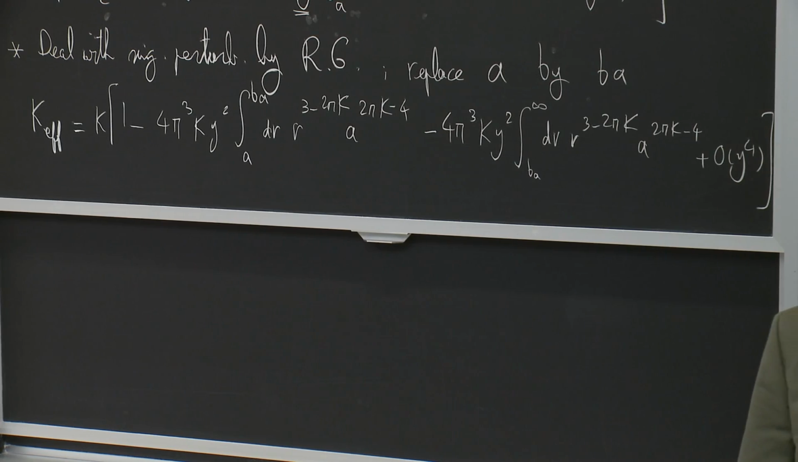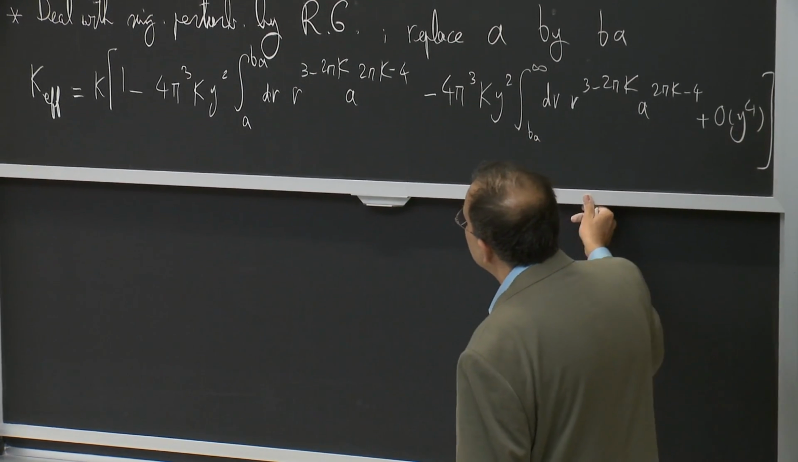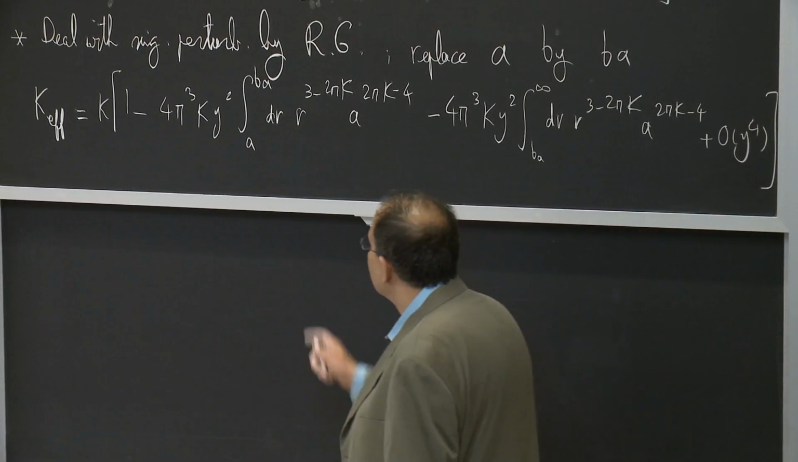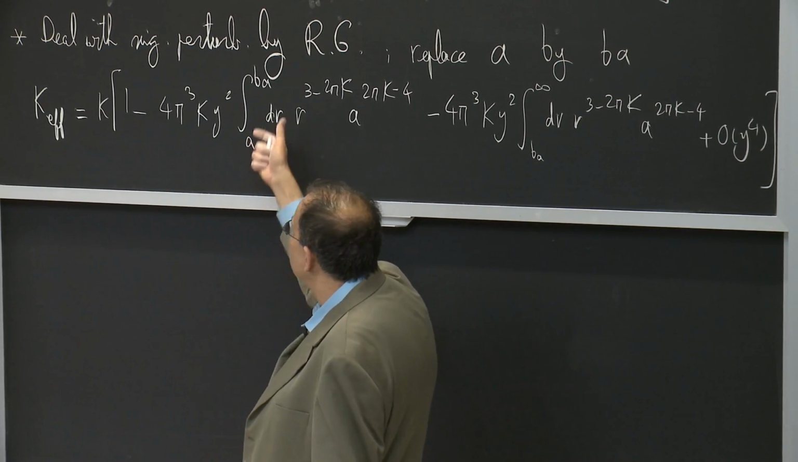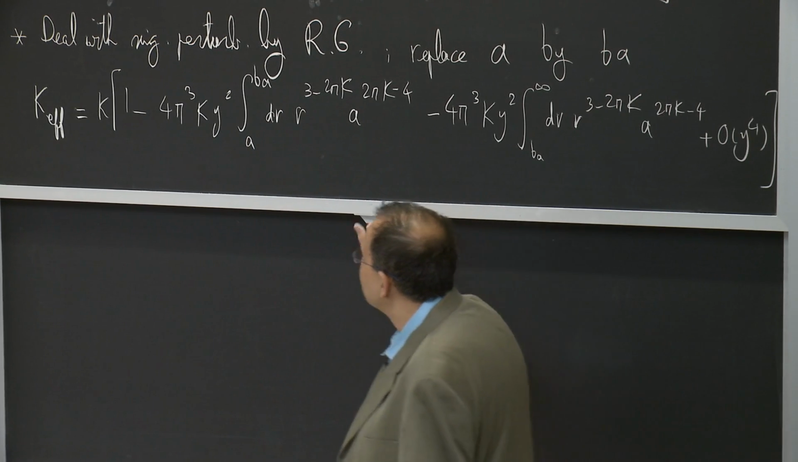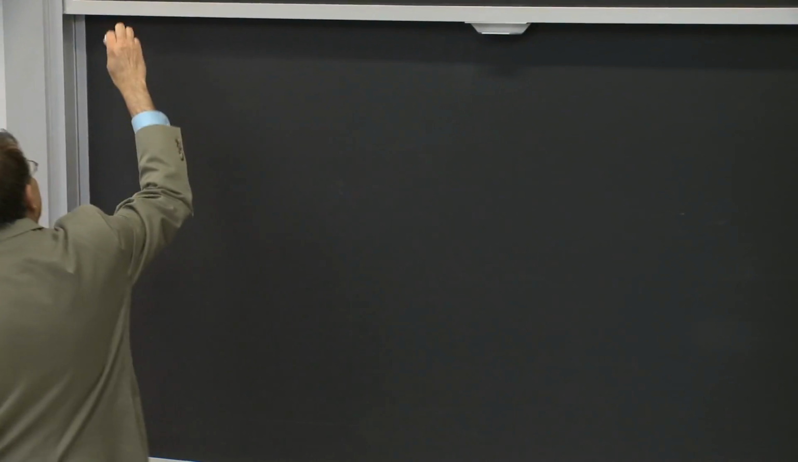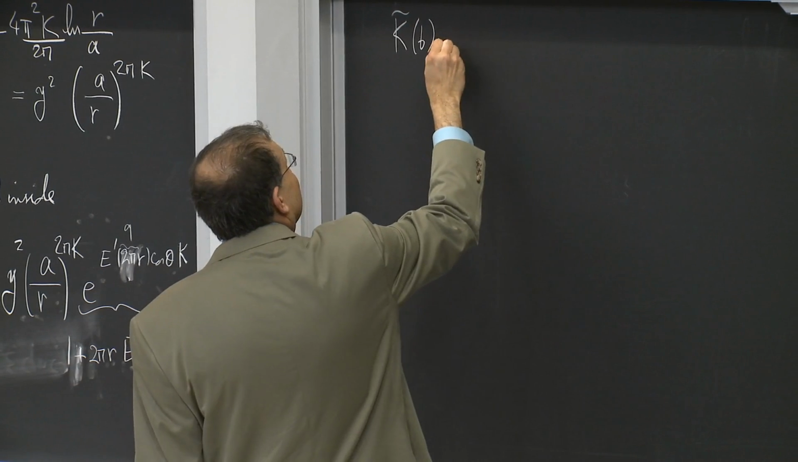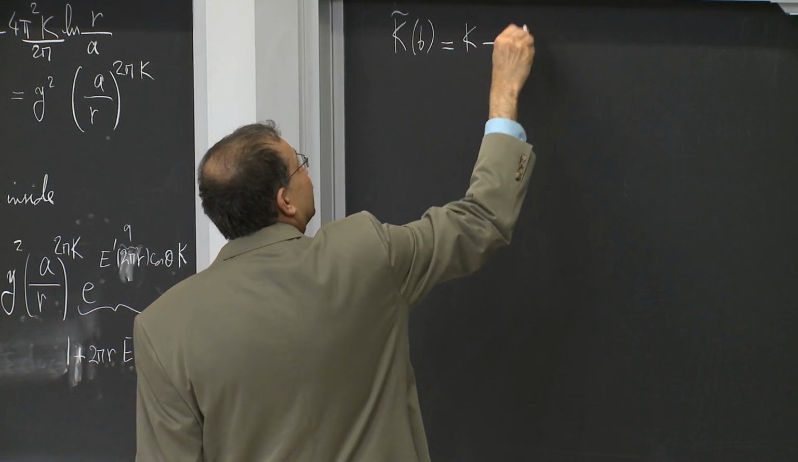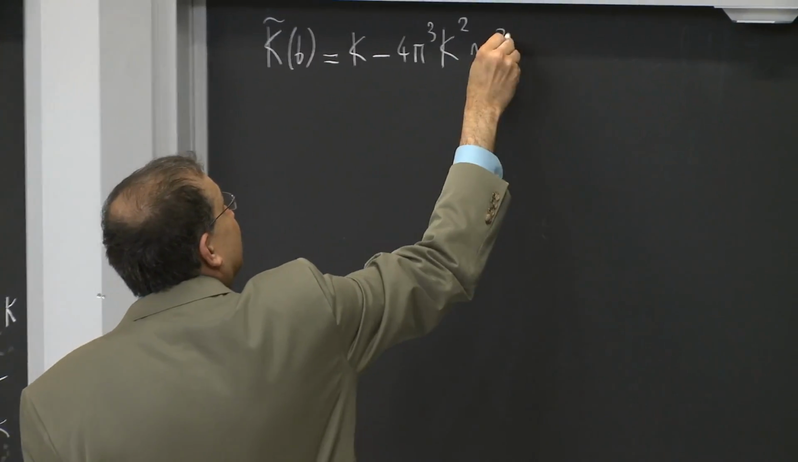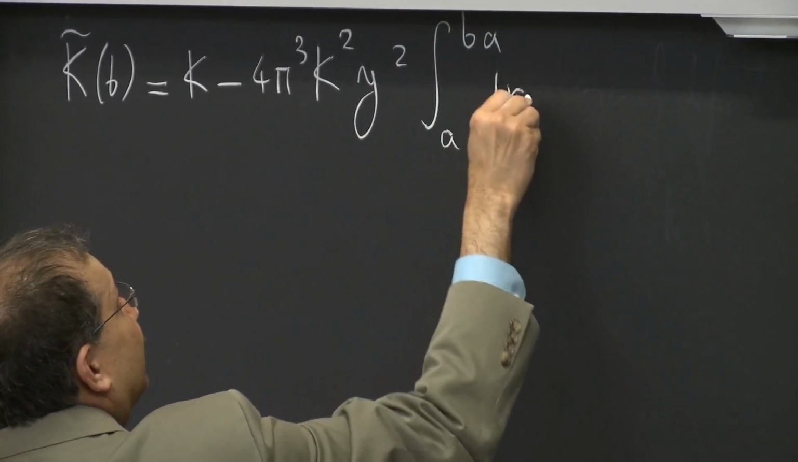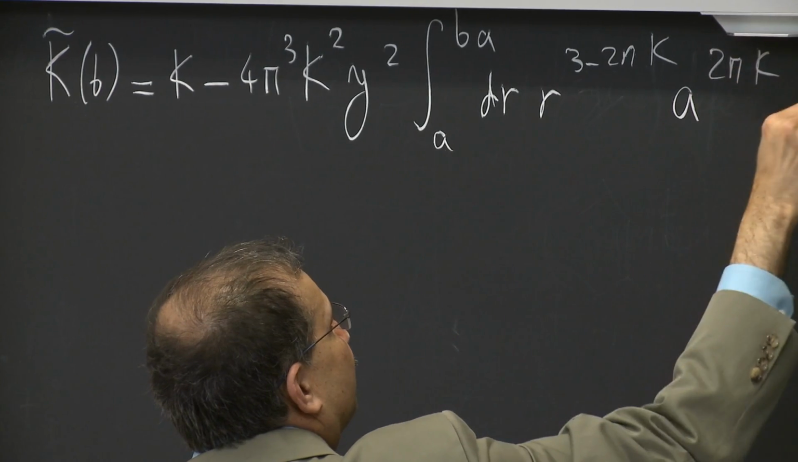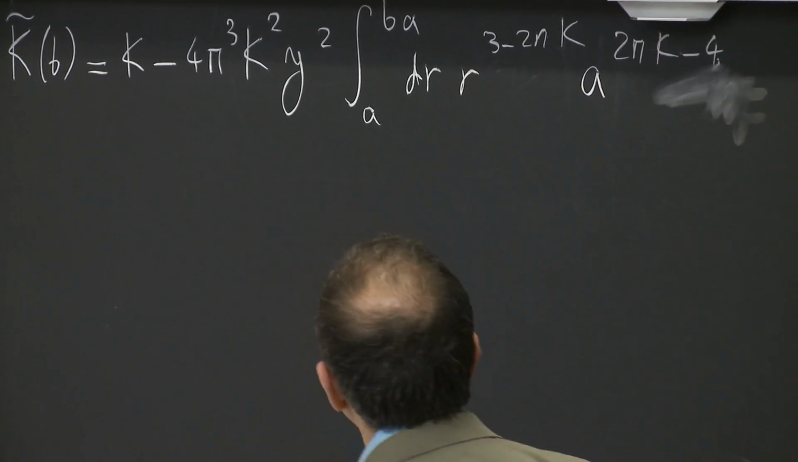Okay? All right. So you can see that the effect of integrating this bunch is to modify the coupling to a new value, which depends on b, which is just K minus 4π³ K² y² ∫ from a to ba dr r^(3−2πK) a^(2πK−4). Okay?